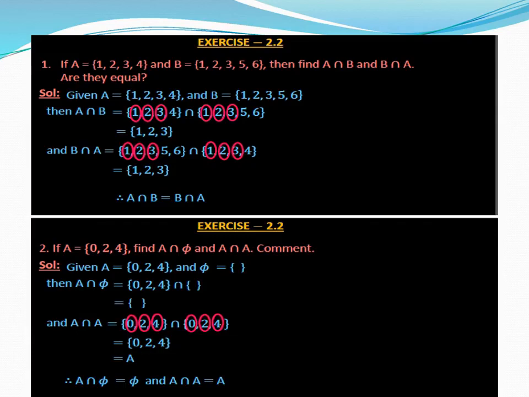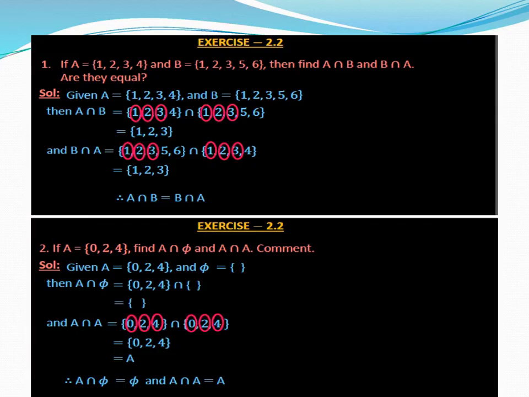If A equals the set of 0 to 4, find A intersection phi and A intersection A, and comment. Now we will solve. Write the given set A and phi. Phi means the null set. The null set contains no elements. Then you find A intersection phi. Set A contains 0 to 4. Intersection phi: phi contains no elements. Intersection means you write the common elements between A and phi. There are no common elements. So we get the null set, which is phi.